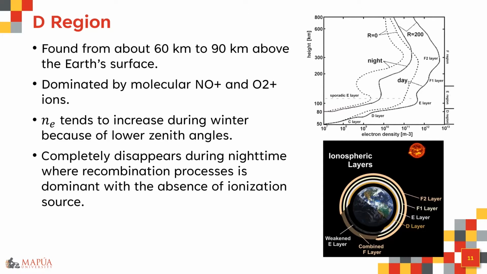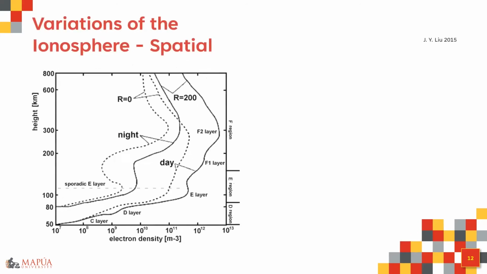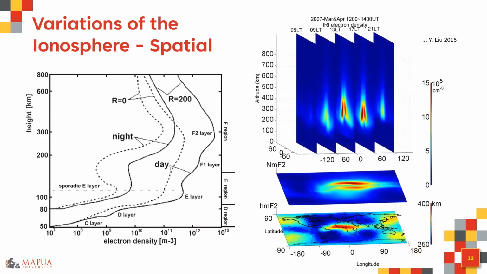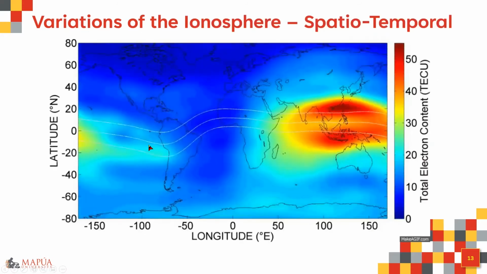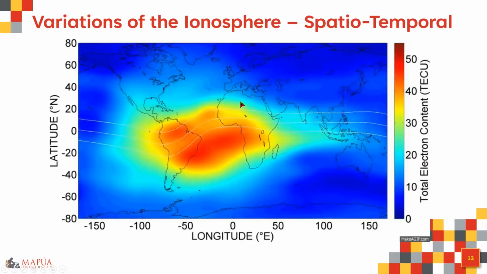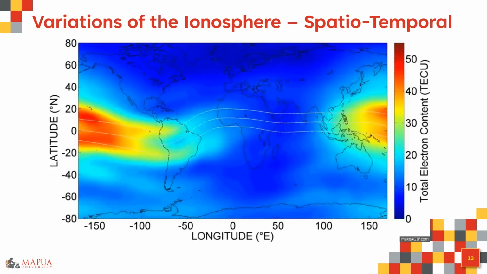So as you will notice here, there are a lot of dependencies in regards to the electron density of your ionosphere. Okay, so therefore we can actually describe the behavior of the ionosphere based on its variations in space, wherein you can actually see that it has an altitude variation. It also has a geographic location variation. Okay. Also, it has a spatio-temporal variation because of the Earth's rotation about its axis.